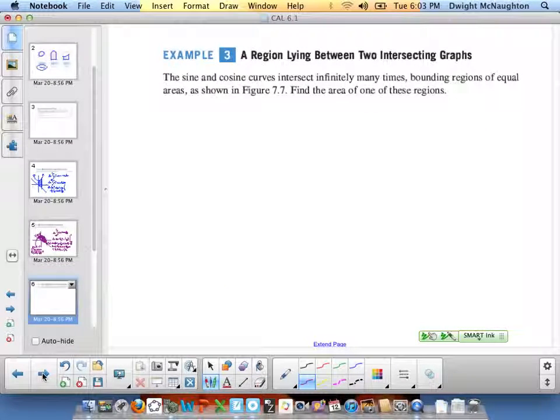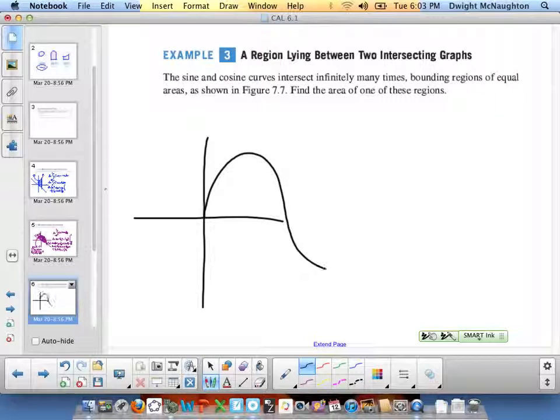The sine and cosine curves intersect infinitely many times. You guys know what the sine curve looks like. You know what the cosine curve looks like. They intersect, and this pattern repeats itself infinitely many times. What is the area of each of these? Right? So first we need to figure out where they cross.